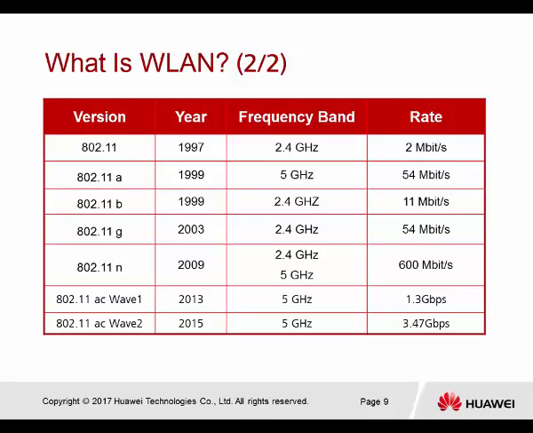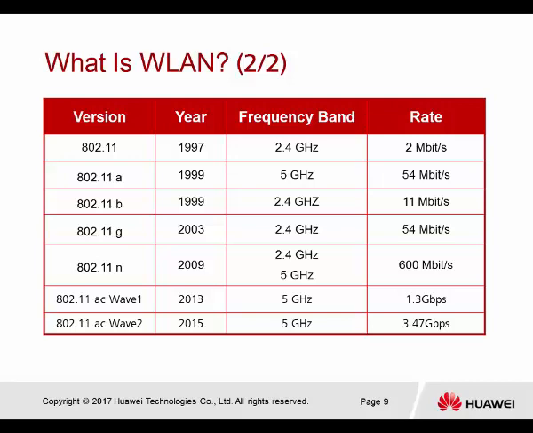So this table shows all the different versions of the Wi-Fi standard. The very first Wi-Fi is 802.11, and it started in the year 1997. Currently this version can only work in the 2.4 GHz frequency band. The maximum rate can go up to 2 meg. That's the maximum speed.